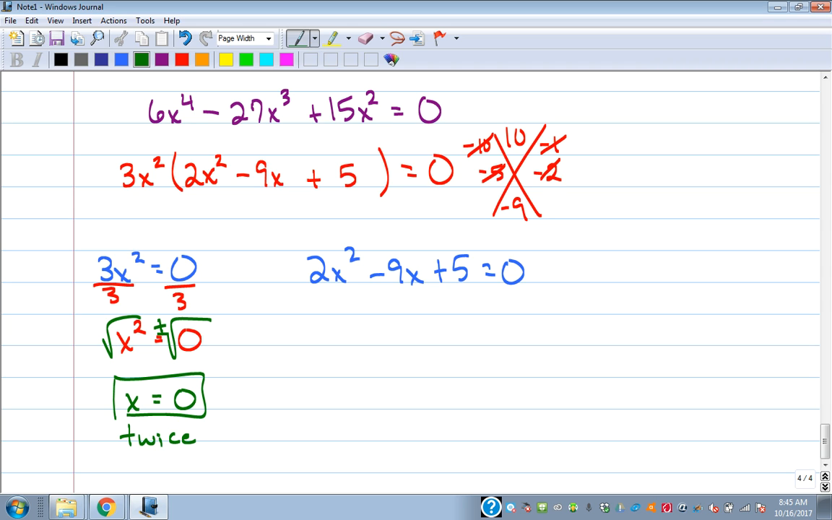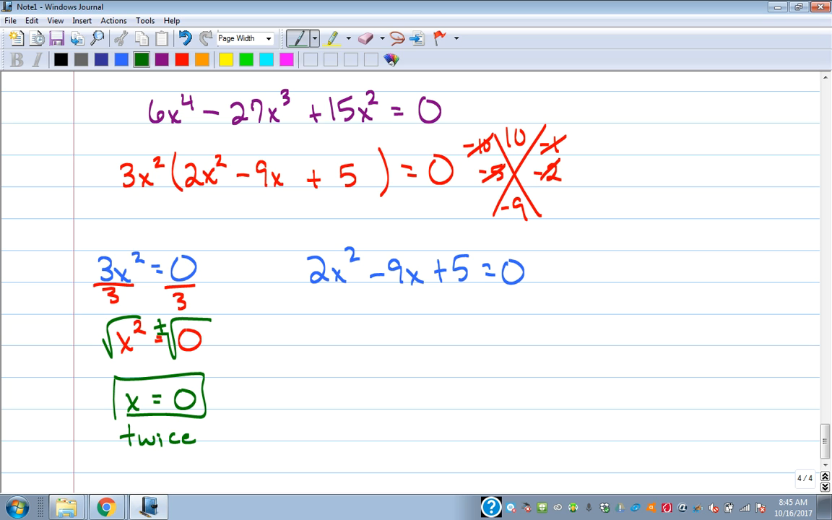How many answers should we have for this problem once we're done? 4, because the original problem had a 4th power in it. So we know that's the biggest exponent. That's how many answers we should get. This is 2 of them. How many are we going to get from this one? 2, because it's x squared.